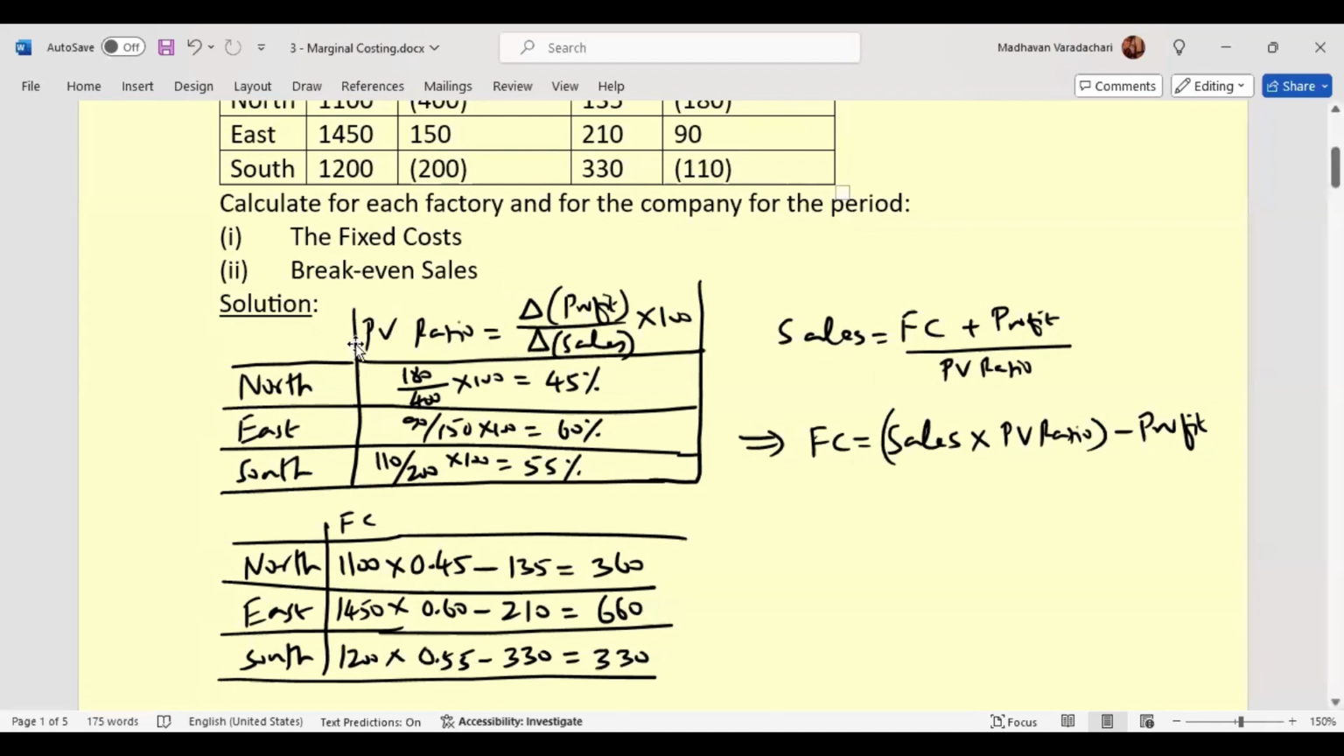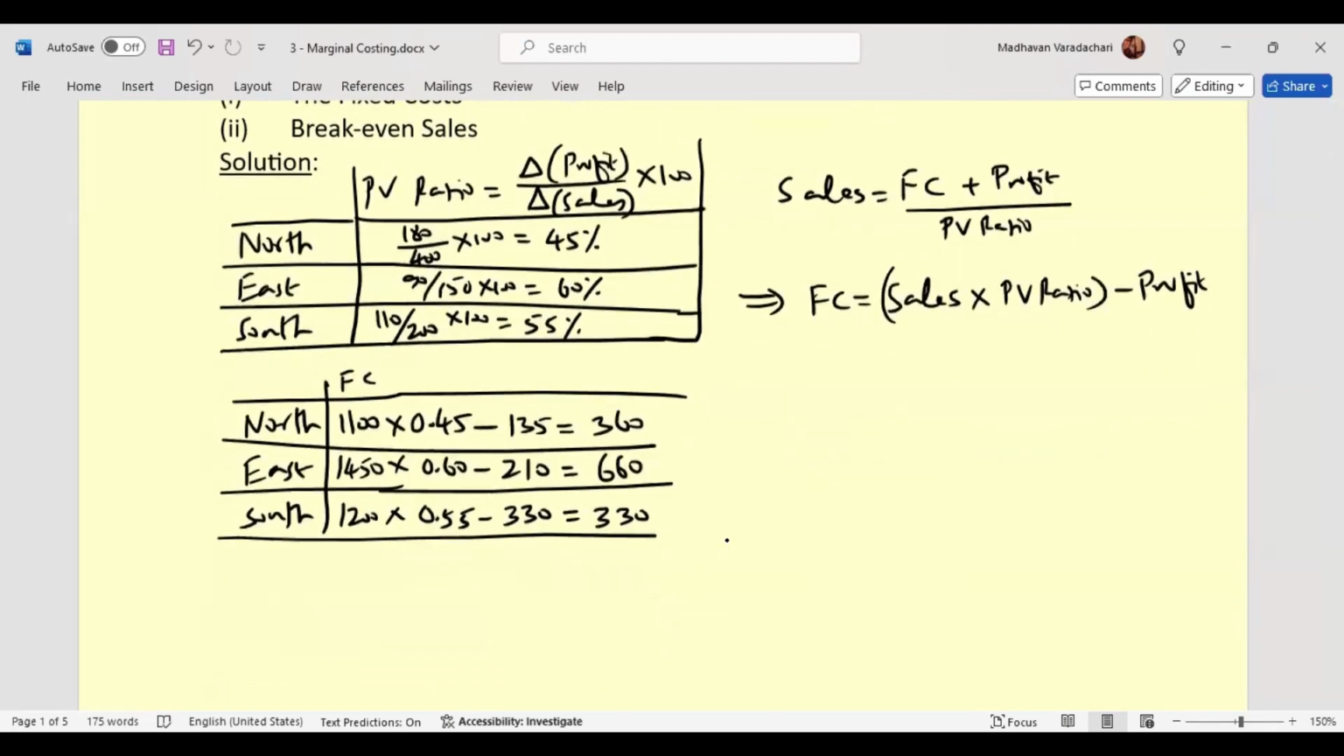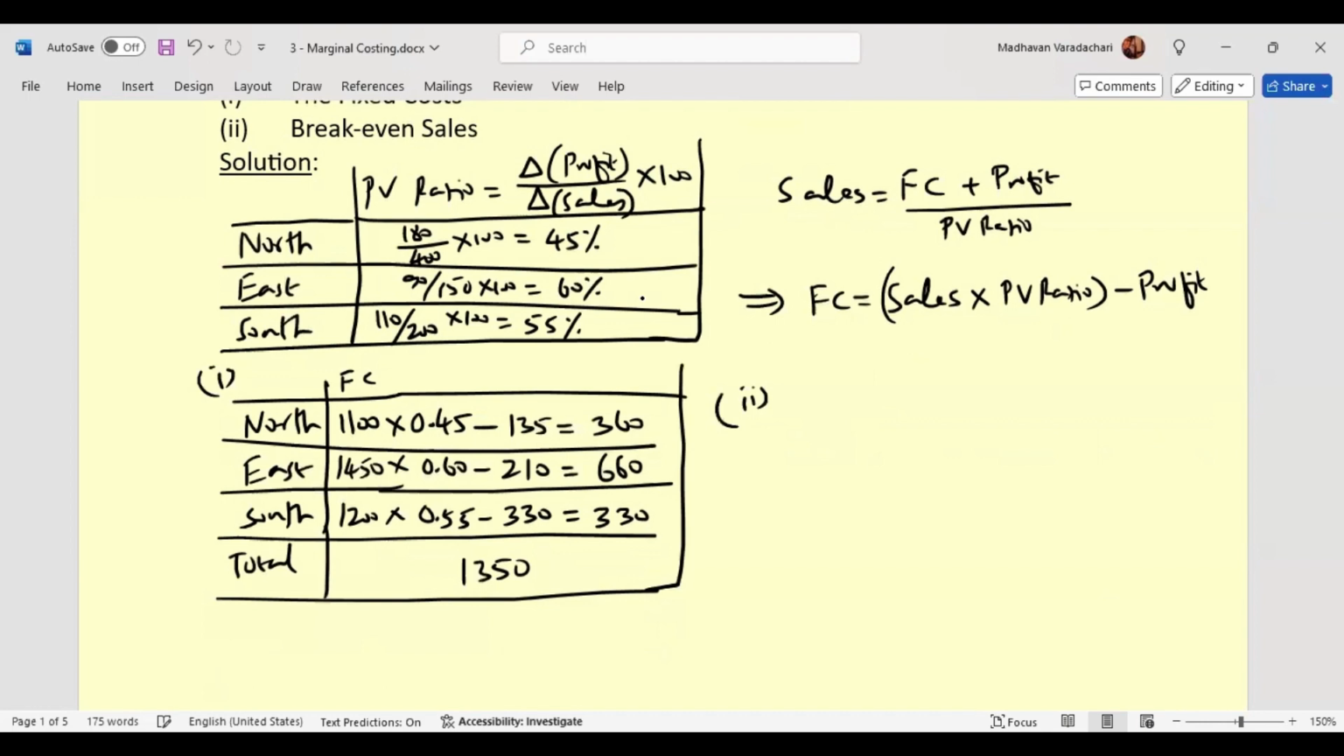If we add, we will get the total for the company as 360 plus 660 plus 330. We will get 1370. That will be the total fixed cost. What we have done is the first part. Now the second part is break-even sales.